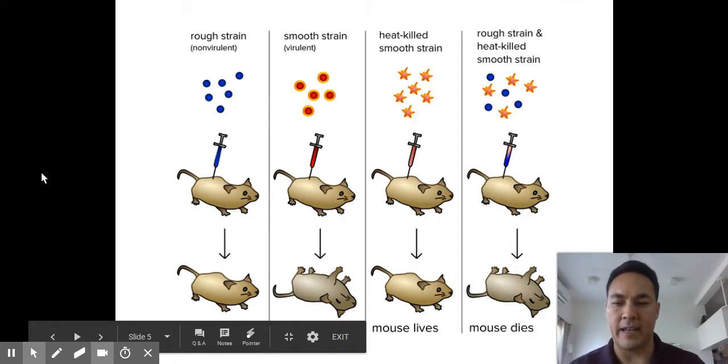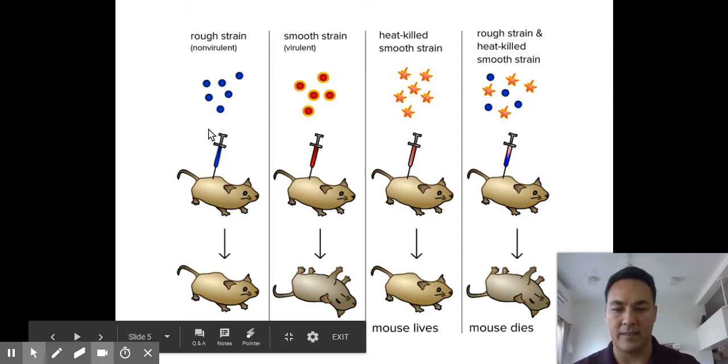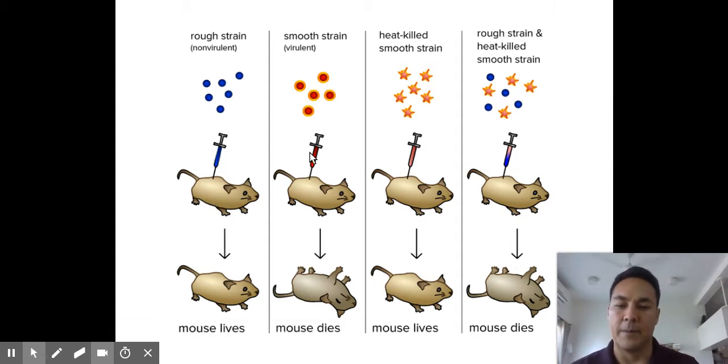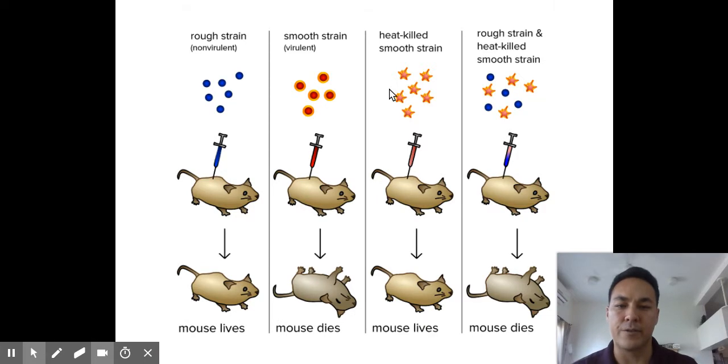So here we go. Here's what actually happened. The rough strain was non-virulent. It means it didn't hurt the mice. He put the rough strain into this mouse, and nothing happened. Mouse lived. The smooth strain was the bad guys. So he put the smooth strain into this mouse, and the mouse died. Then he heated up the smooth strain, put it into the mouse, and the mouse lived. So it means that he was able to kill the smooth strain and see the mouse live.